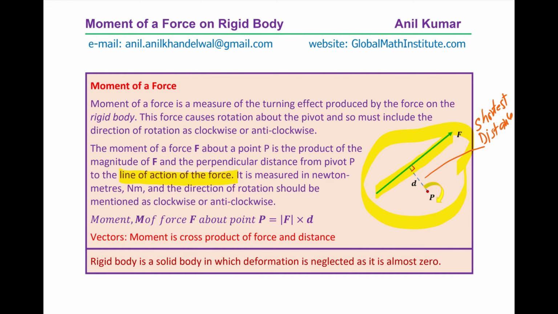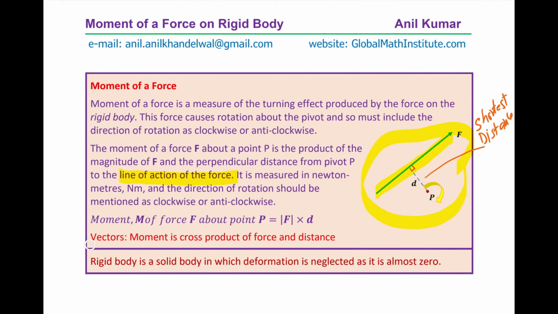So as you have seen here, from the point to the line of action of the force, we are considering the shortest distance, d. When you multiply force and distance, you get the measure of moment. Plus, you have to also mention the rotation. So it is measured in Newton meters because Newton is the force and meters is the distance, and the direction of the rotation should be mentioned as clockwise or anti-clockwise. So the moment M of a force F about a point P is the magnitude of the force times the distance.